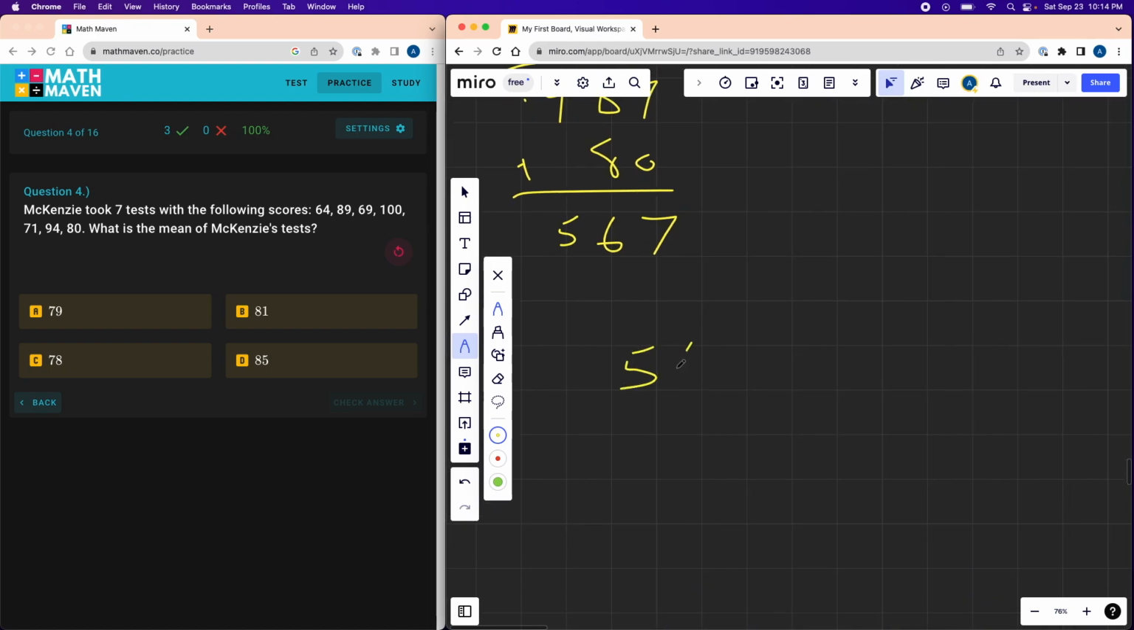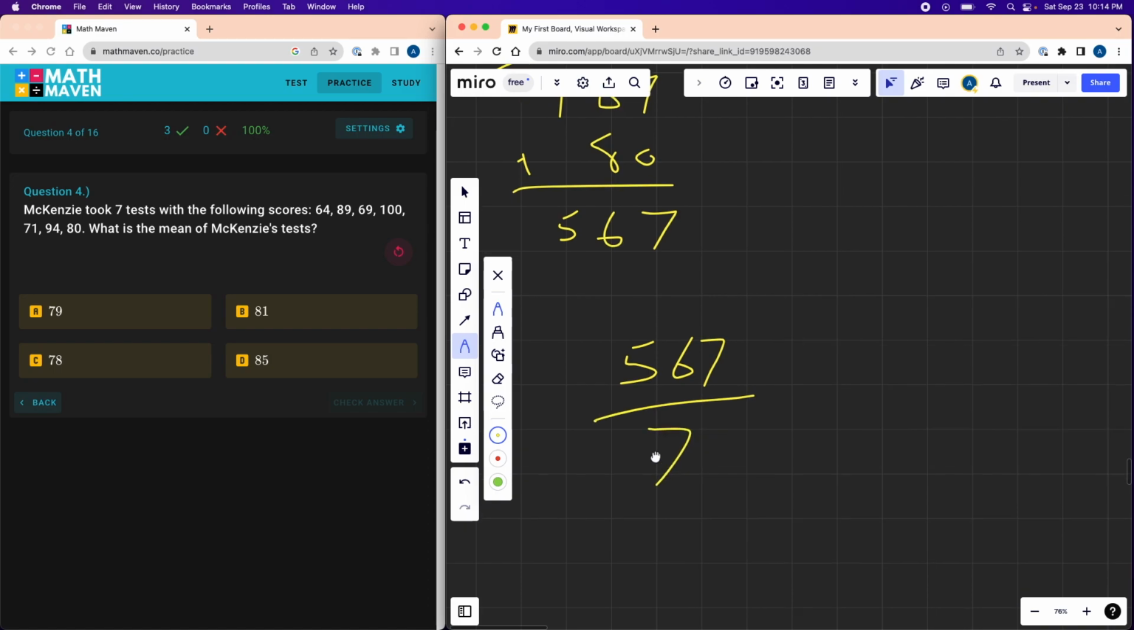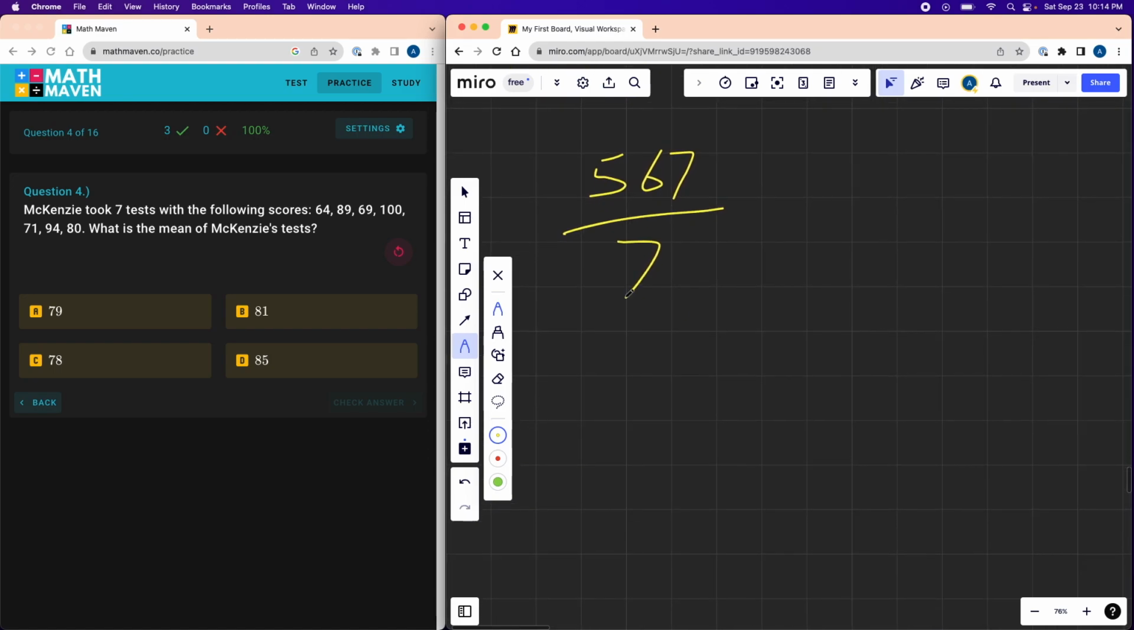We're going to have to say 567 divide that entire thing by 7. I can't do that in my head, so now we're going to have to use some long division again. Again, we take the denominator, put it on the outside. The numerator goes on the inside. And then we ask ourselves, can 7 go into 5?